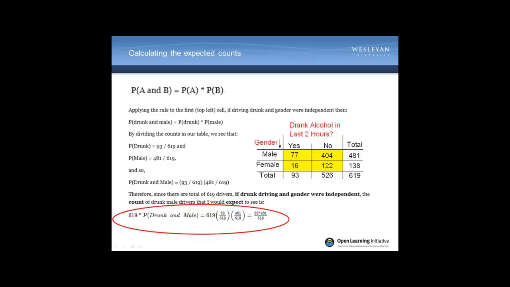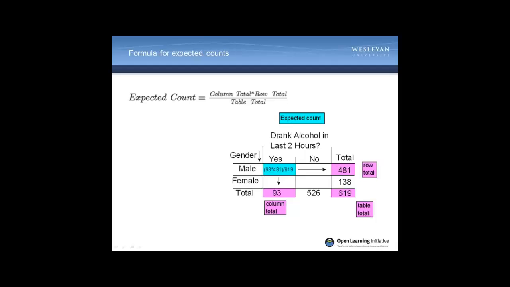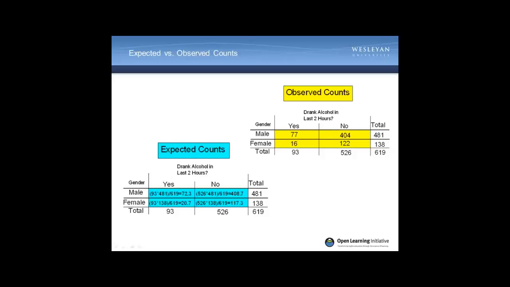Therefore, since there are a total of 619 drivers, if drunk driving and gender were independent, the count of drunk male drivers that I would expect to see is the following, circled here in red. So the formula for calculating expected counts is column total times row total divided by table total. Following this formula, here are the complete tables of expected and observed counts.